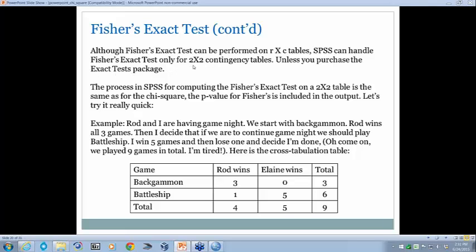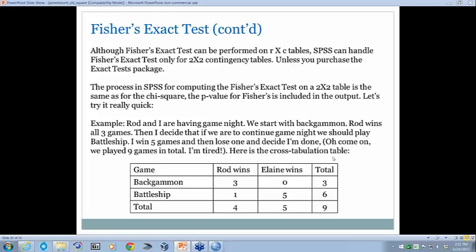Whenever I have a table that's bigger than a 2x2, I usually use R software and write code that way. In fact, maybe I can see if I can figure out how the blog space works and post some code for you. The process in SPSS for computing the Fisher's exact test on a 2x2 table is the same as for the chi-square. And in fact, it shoots out the p-value for the Fisher's in the output. So we can try it really quick.